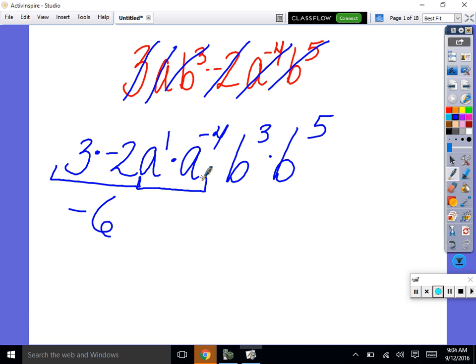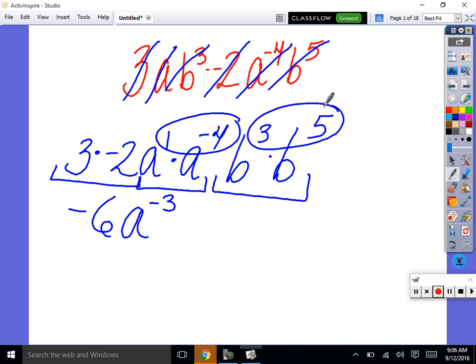When you multiply the same base, you add your exponents, right? When you multiply, you add. When you divide, then you subtract. Raise a power to a power, and you multiply. All right, yeah, I get excited. So we have 1 plus negative 4, which is A to the negative 3, correct? When you multiply the B's, we add our exponents, so we have B to the 8.